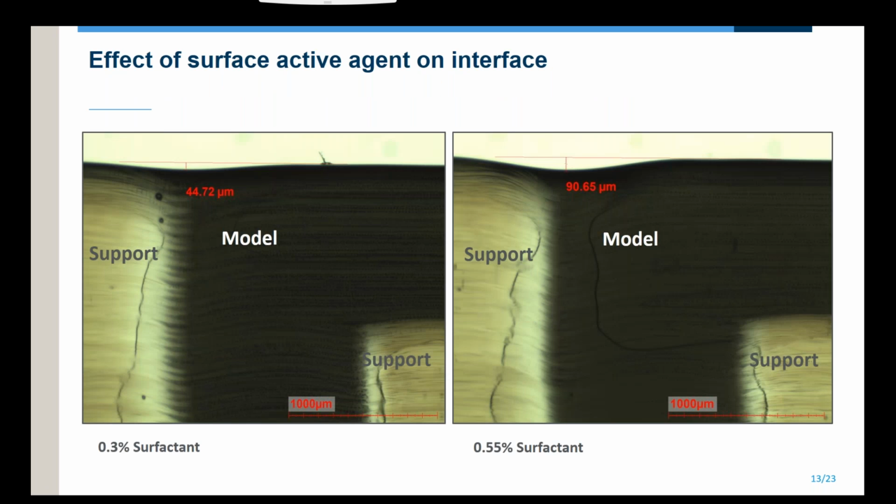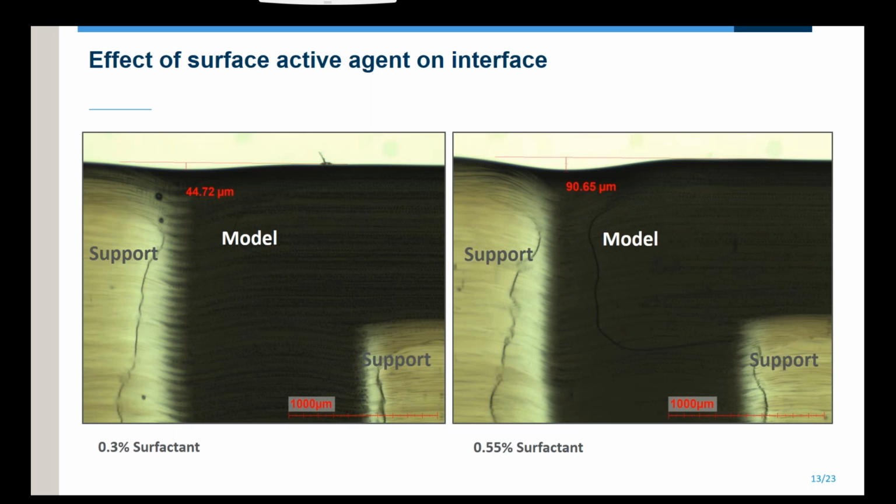So this is a layer or a model that was printed. It's very thin, so we can see through it. It was built from the bottom part to the top, and this is a support material near a model material. This is the same formulation, but with different levels of surfactants. And as you can see, for one layer, you might not notice the difference, but when you build a few hundred layers, then you might see a difference in height at the interface between the two materials.